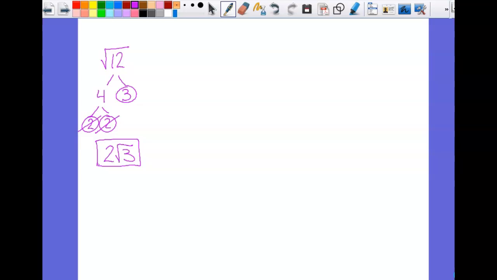So let's do, what do you think about the square root of 8? So I know that 8 is 2 times 4, right? So I'm going to circle my prime number. Now, since this is a perfect square, I can stop there, and I can take the square root of 4, it's 2, and then that square root of 2 stays underneath. The square root of 8 is 2 square roots of 2.